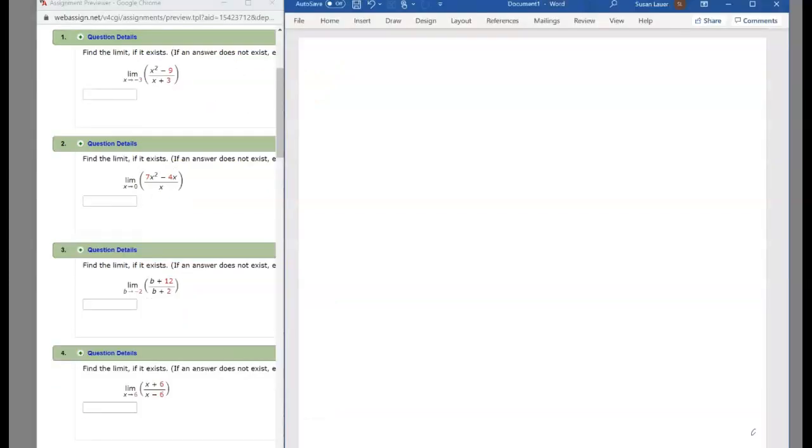So for my first one here, I want the limit as x goes to -3 of x squared minus 9 over x plus 3. If I put -3 in, I get -3 squared, which is 9, plus minus 9 gives me 0 over 0. So that's what's called an indeterminate form. Indeterminate. So for this test, we're concerned with the 0 over 0 indeterminate form.